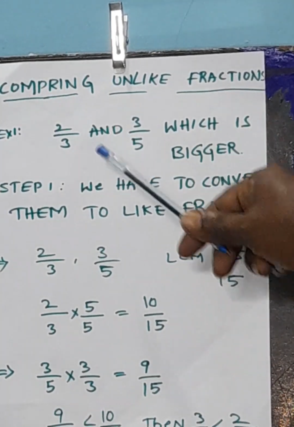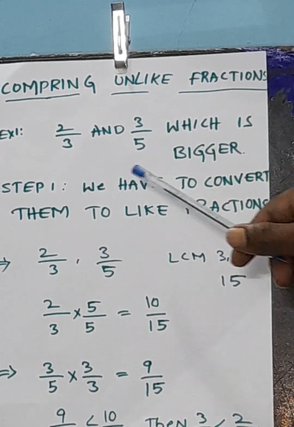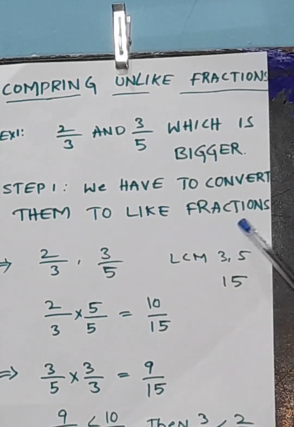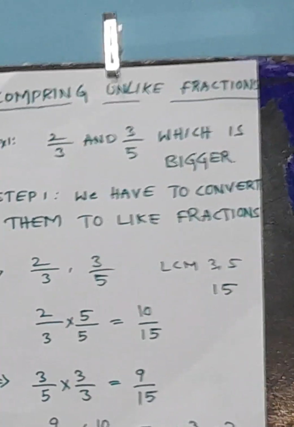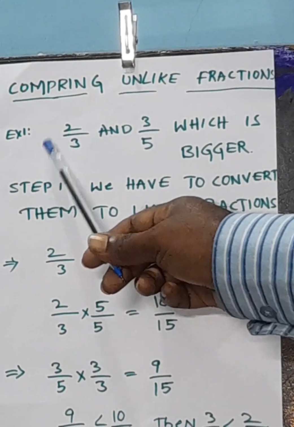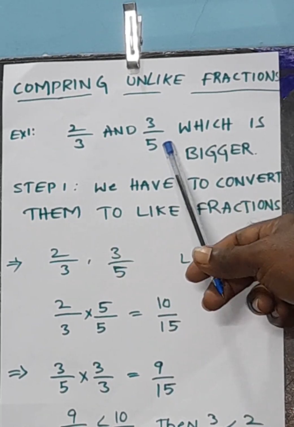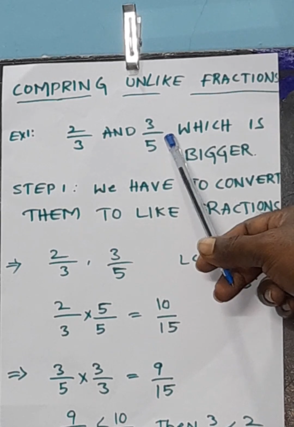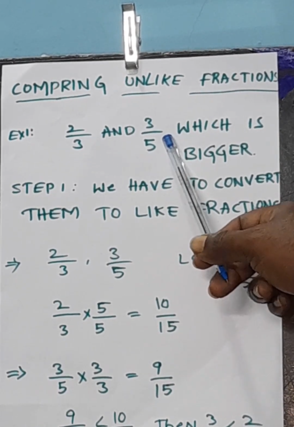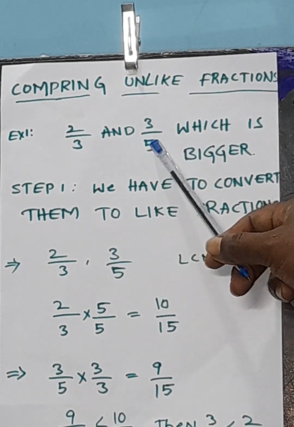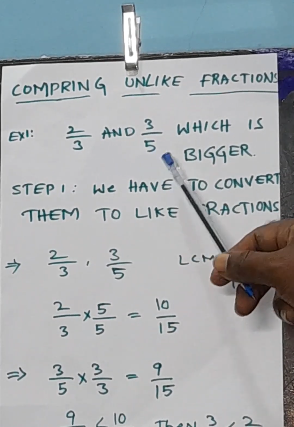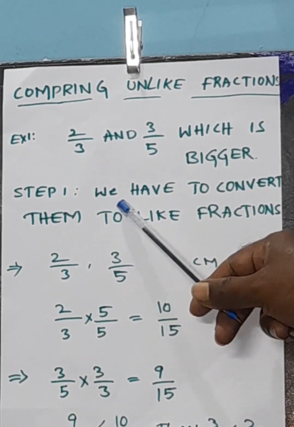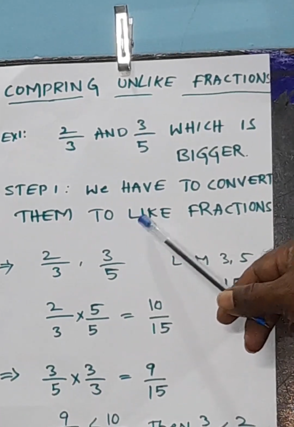In order to write the unlike fractions, we need to convert these unlike fractions into like fractions. I am taking one example, 2 by 3 and 3 by 5, which is bigger? These two fractions are unlike fractions. We have to find which is the bigger fraction and which is the smaller fraction. After that we can write in ascending order and descending order. Step 1, we have to convert them to like fractions.